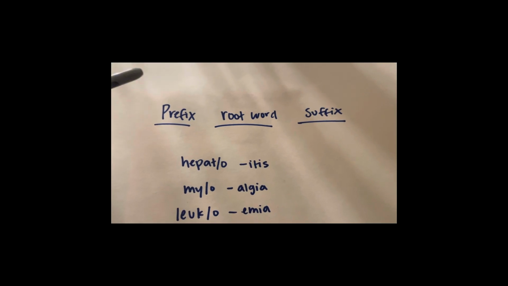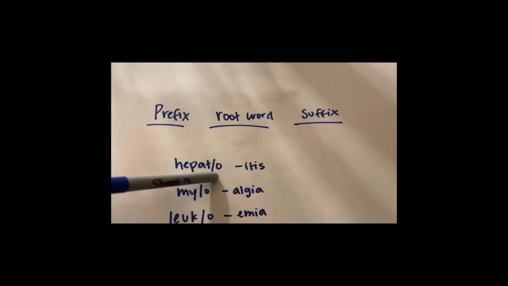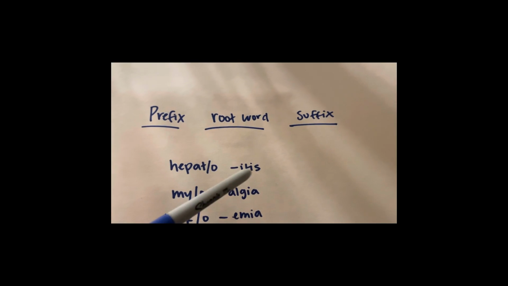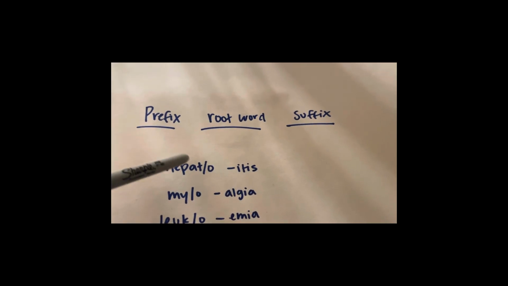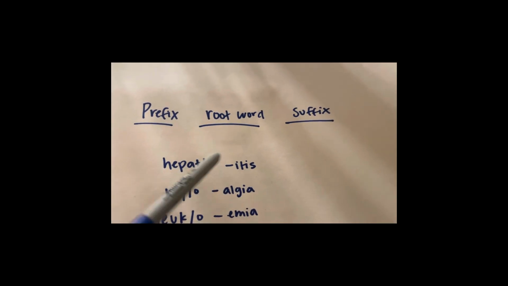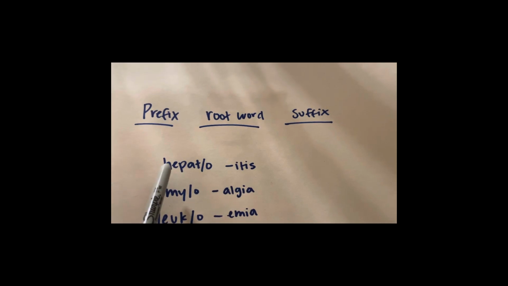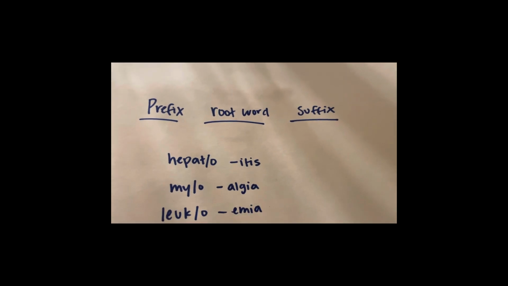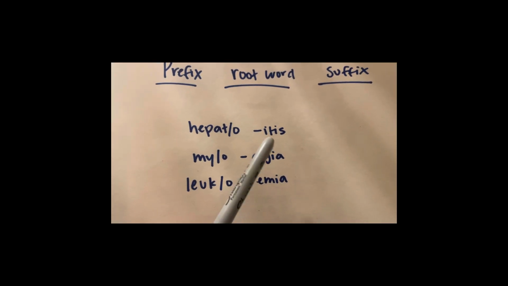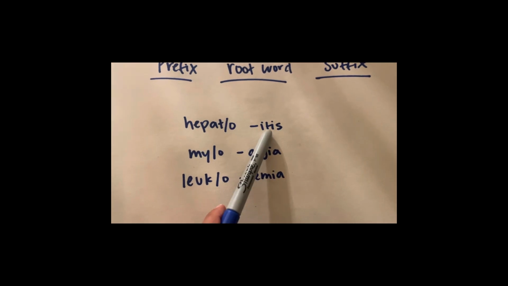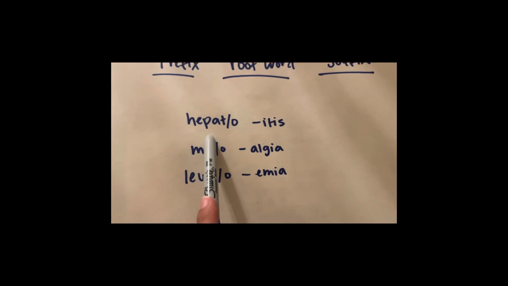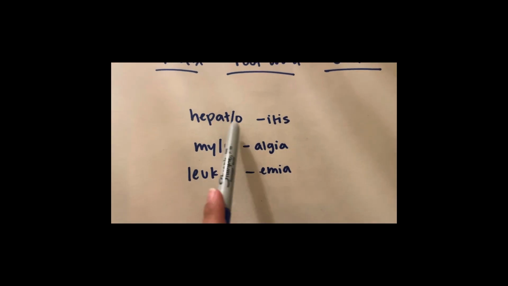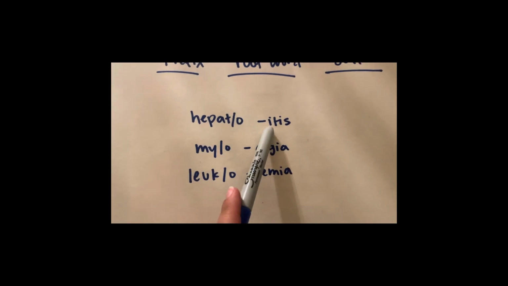So the second rule is when you have a root word with a vowel at the end and a suffix with a vowel at the beginning, you drop the O and combine, which would make this word hepatitis. Following the first rule and reading back to front, itis means inflammation and hepato means of the liver, so this word means inflammation of the liver.